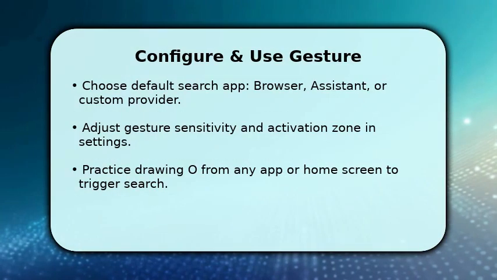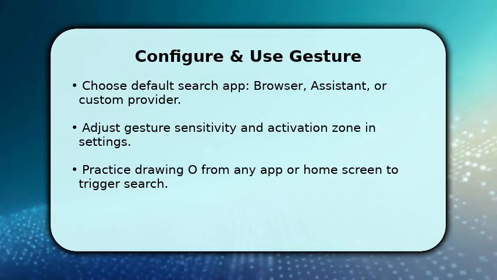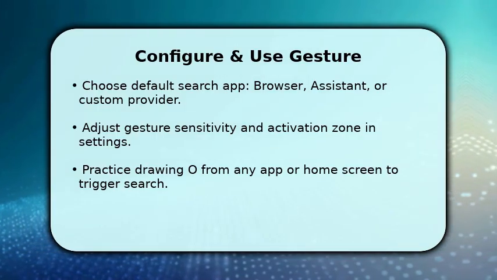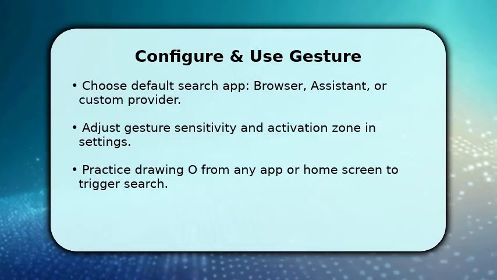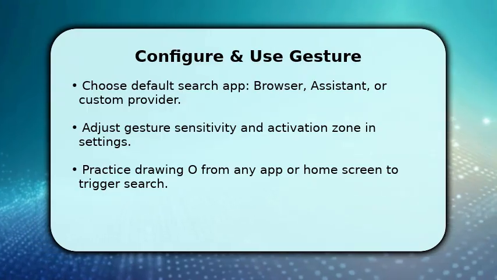Now configure how Circle Search behaves. Open the Circle Search settings and pick the default search provider, browser, assistant, or a custom app so results open where you expect. Then set sensitivity and the activation zone. Tighter sensitivity avoids accidental triggers.